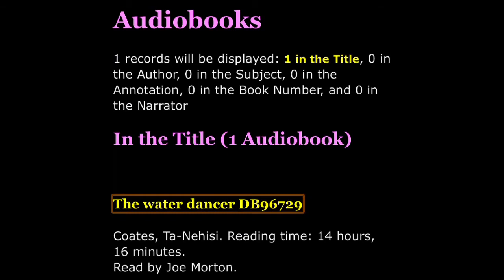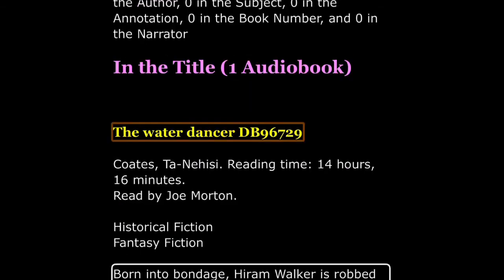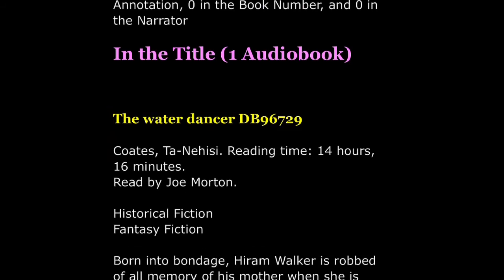Here we have the summary of the book. Born into bondage, Hiram Walker is robbed of all memory of his mother when she is sold. But Hiram is blessed with a mysterious power. This power saves him when he almost drowns, and he knows he must escape the only life he has ever known. Violence. Commercial audiobook, 2019.